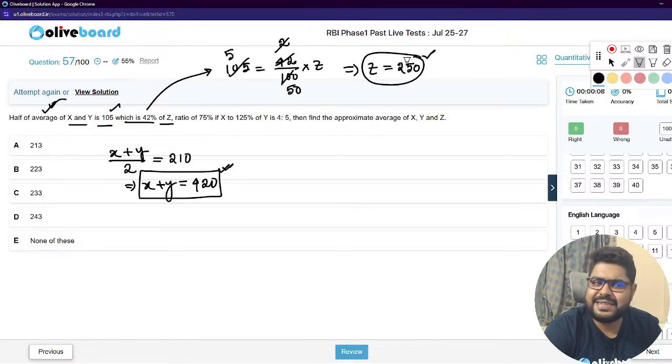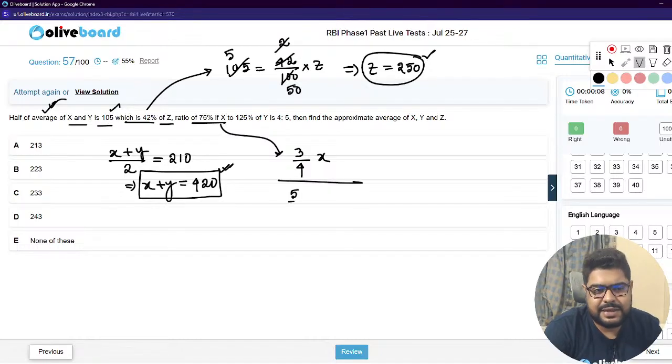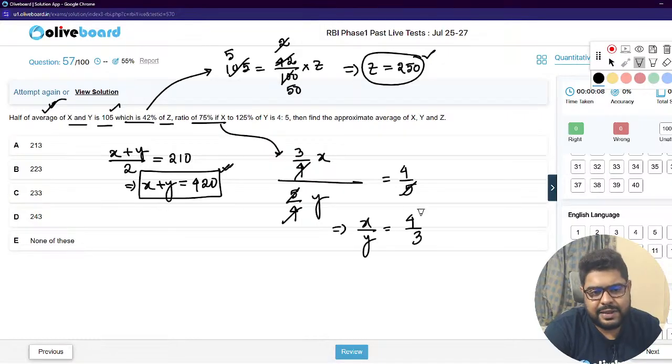Perfect. It's a very easy question actually. 75% of x, 75% means 3/4 of x. The ratio of this and 125%, meaning 5/4 of y, is given as 4/5. 4 cancels, this 5 cancels. x by y comes out to be 4/3.